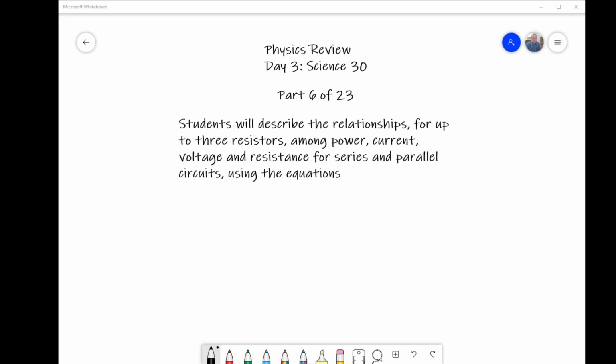For part 6, we were looking at circuits. And specifically, we have some of the equations stemming from Kirchhoff's laws and others. So we were dealing with the fact that voltage is given by the amount of current flowing through given resistors. The power involved in a circuit is the voltage times the current.